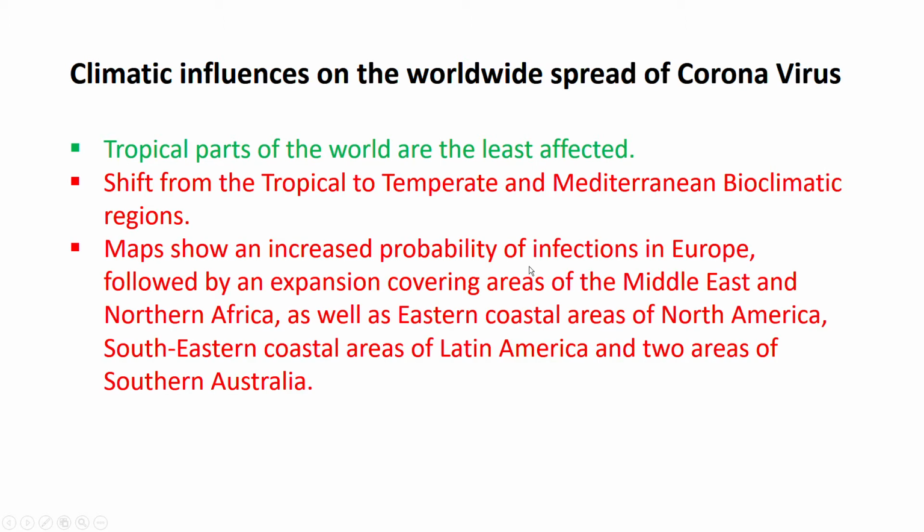Now, they have produced a number of maps, which I am not going over here, but the key finding of their simulation model is that there will be an increased probability of infections in Europe, followed by an expansion covering areas of the Middle East and Northern Africa, as well as eastern coastal areas of North America, southeastern coastal areas of Latin America, and two areas of southern Australia, which is way down close to New Zealand.